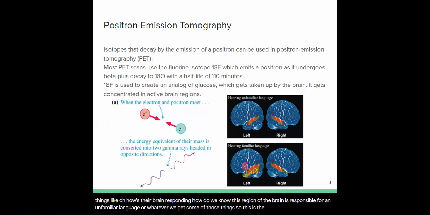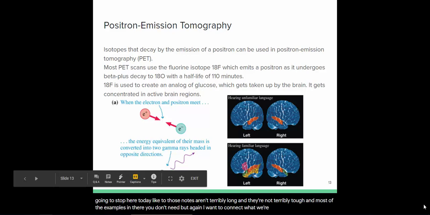So this is the last picture here, so we're going to stop here today. Like I said, those notes aren't terribly long, and they're not terribly tough. And most of the examples in there you don't need, but again, I want to connect what we're learning to the real world.